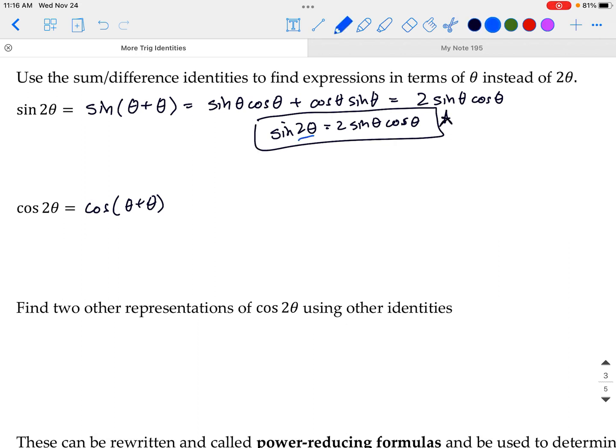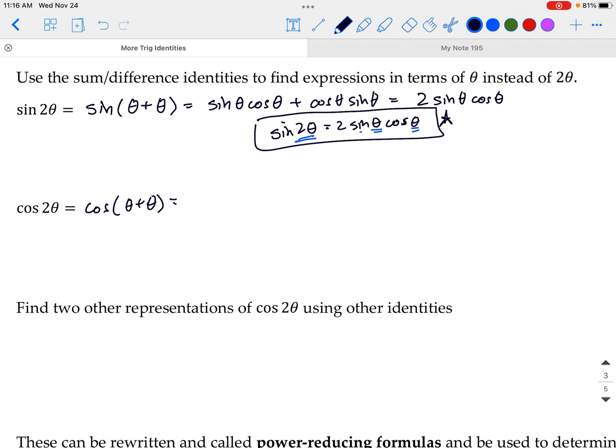Really important, and the nice thing is that it gives us this 2 theta expression in terms of 1 theta. So in other words, maybe theta is easier to work with than 2 theta. So this is going to make it much easier. It's also going to give us more opportunities to simplify and cancel things.